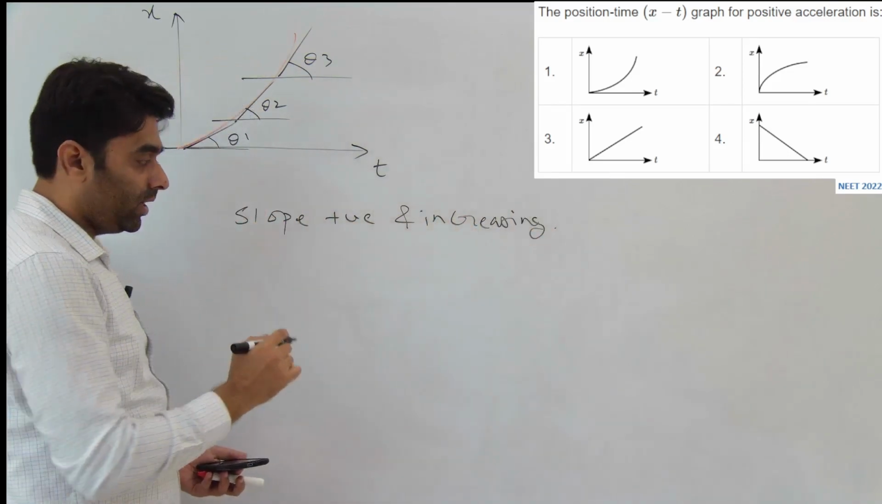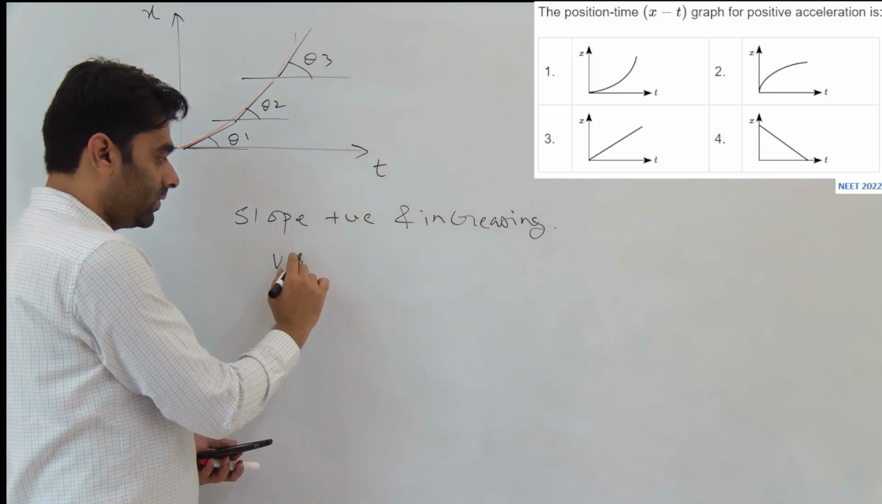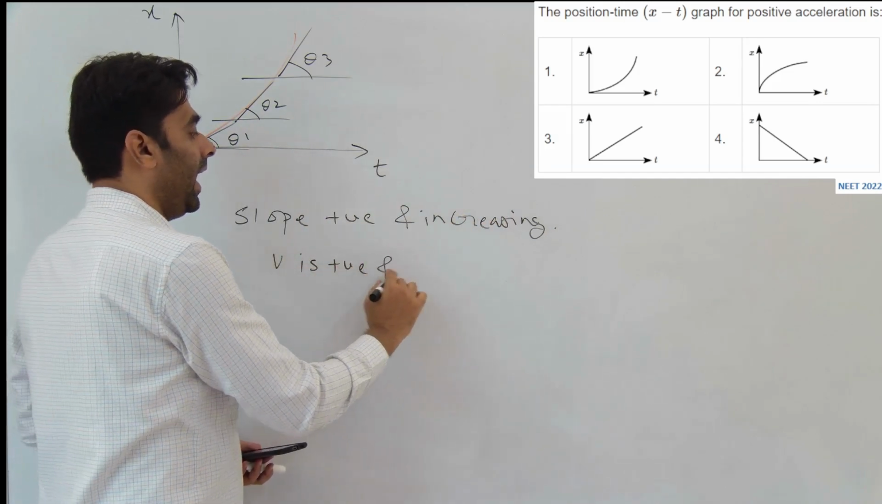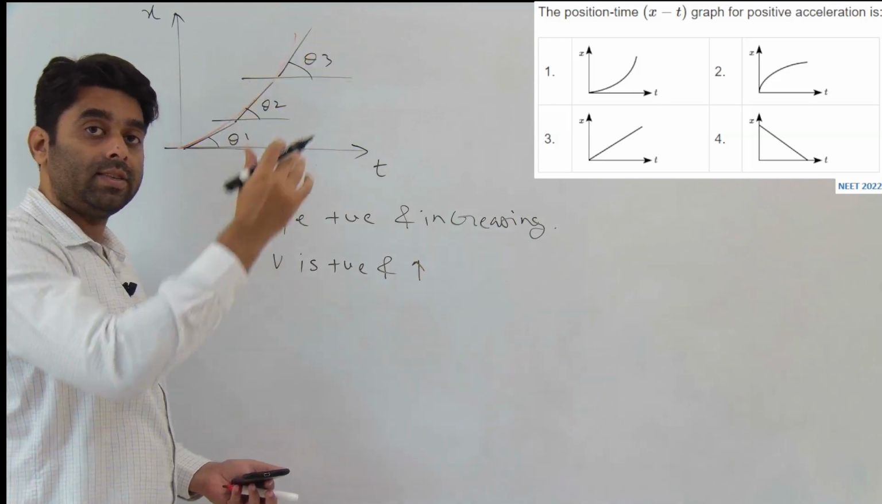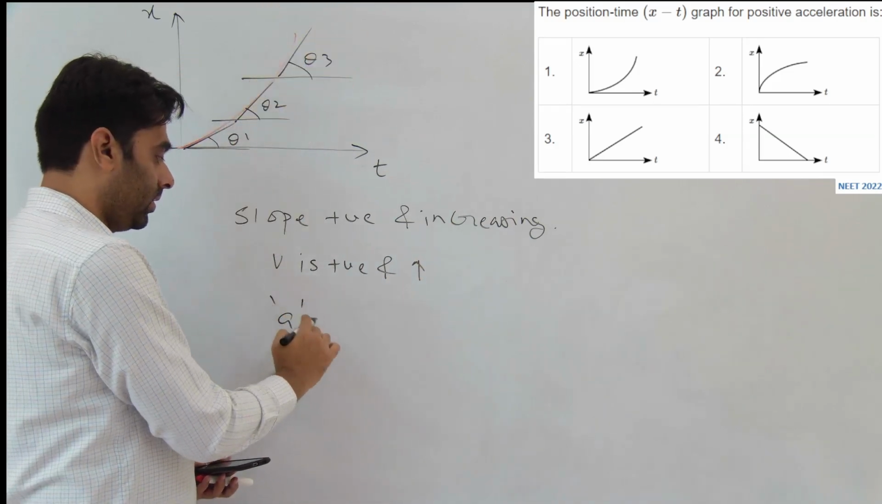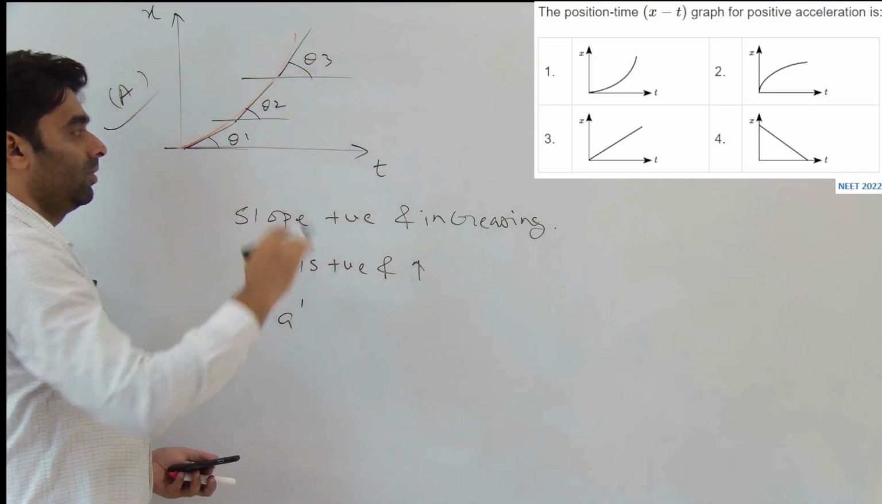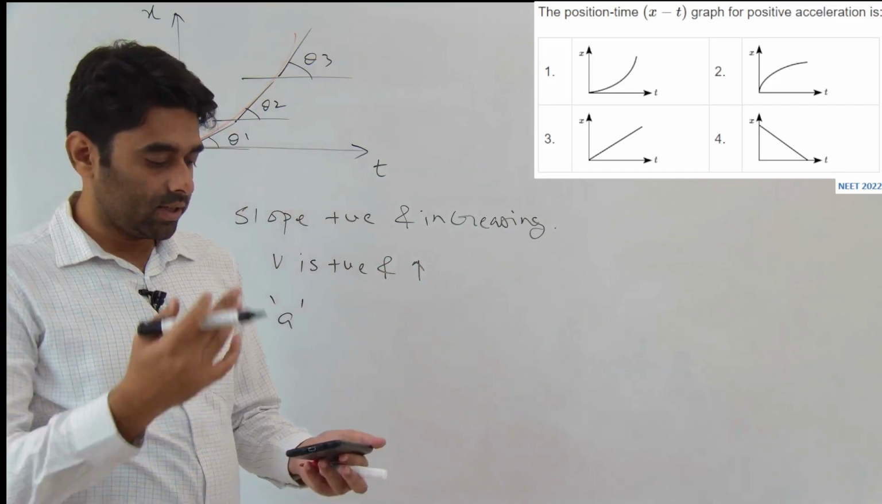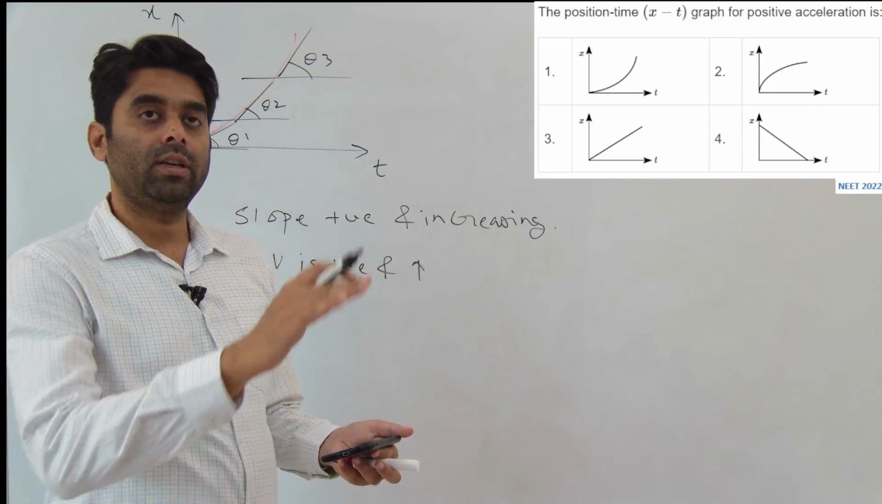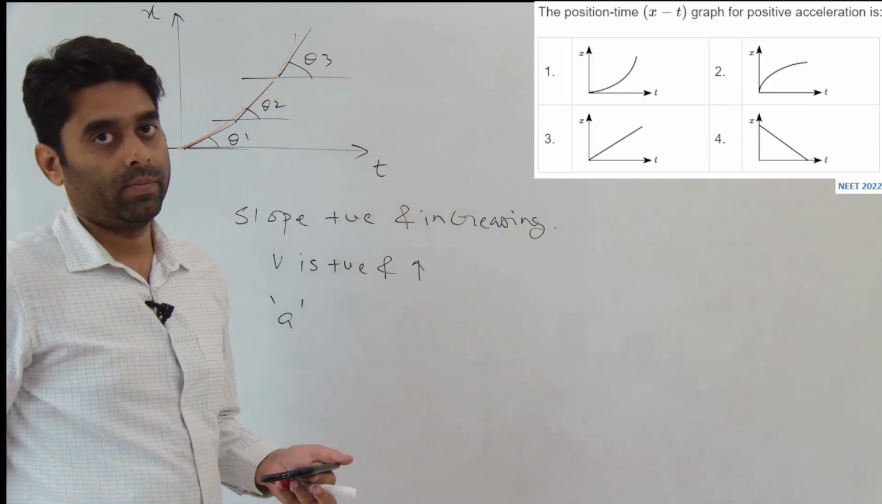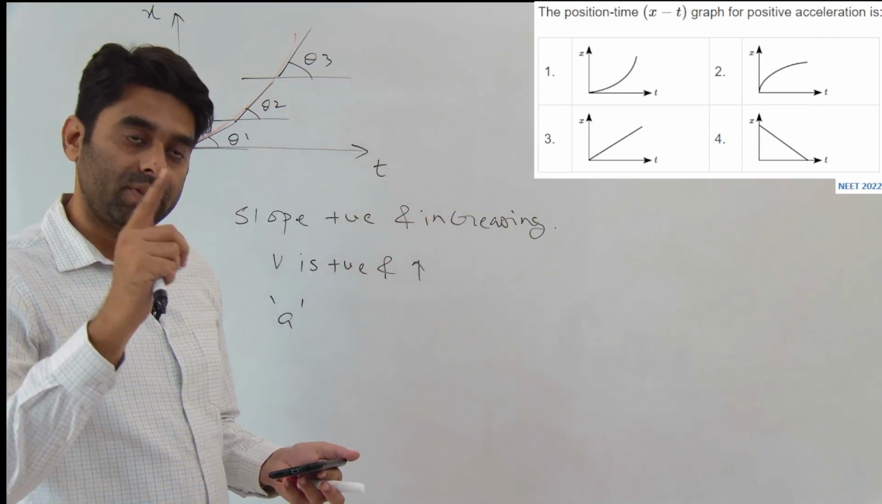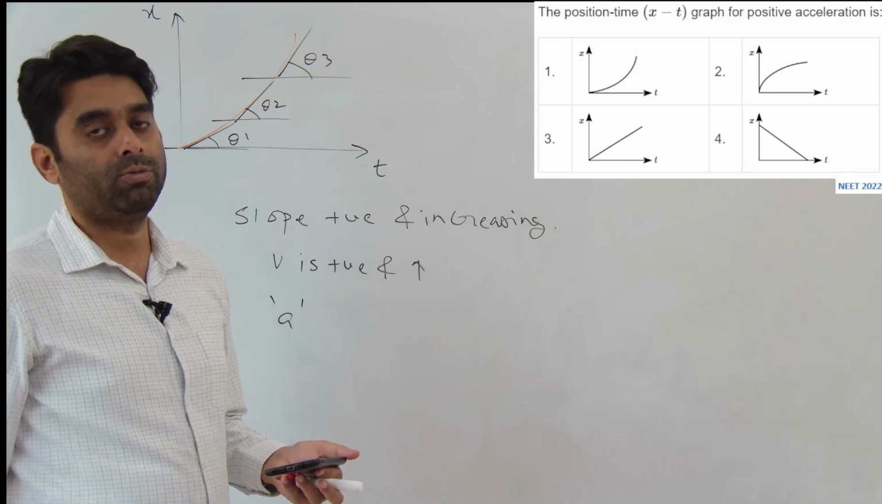What does this mean? That means velocity is positive and increases. Velocity is increasing. That means acceleration is there. Positive acceleration is there. Our first option is the correct one. First option itself is coming in. I'll discuss B. Second one, if you will notice, in that case, the slope is decreasing. The slope continuously decreases. That means velocity decreases. That means second option, it will be retardation.